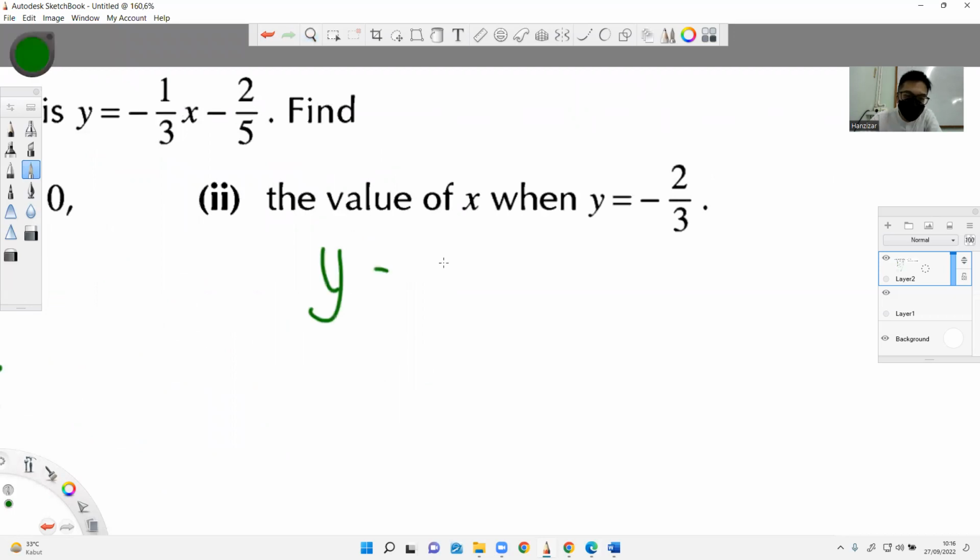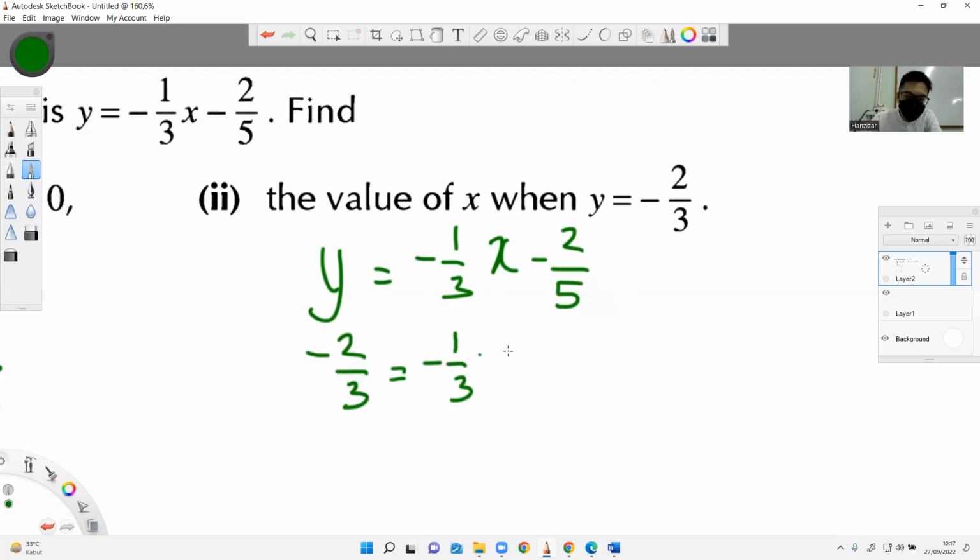Why? Rewrite one more time. I usually do this in order to avoid the mistakes. y equals negative 2 over 3, negative 1 over 3x minus 2 over 5. Get it?